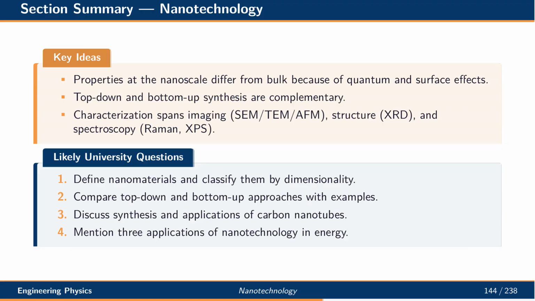Let us summarize this section. Properties at the nanoscale differ from bulk because of quantum confinement and surface effects. Top-down and bottom-up synthesis methods are complementary. Characterization spans electron microscopy, scanning probe techniques, diffraction, and spectroscopy. Typical exam questions ask you to define and classify nanomaterials, compare top-down and bottom-up approaches, discuss carbon nanotubes, and mention 3 applications of nanotubes.